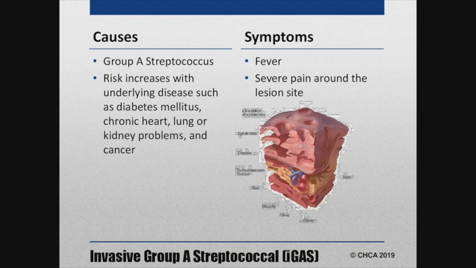Risk increases with underlying diseases, as I mentioned, and the early signs and symptoms, of course, are fever and severe pain. But certainly people that are more compromised are going to show signs of dizziness, confusion, abdominal pain, and so on. So we want to make sure that we are alert to this and respond immediately.